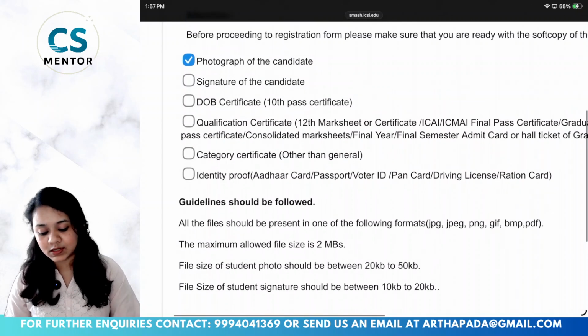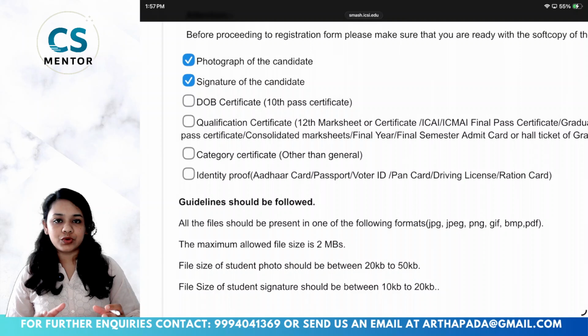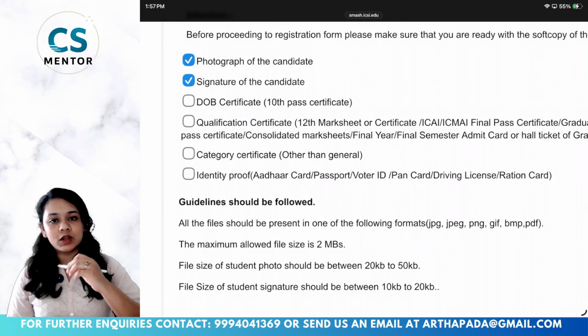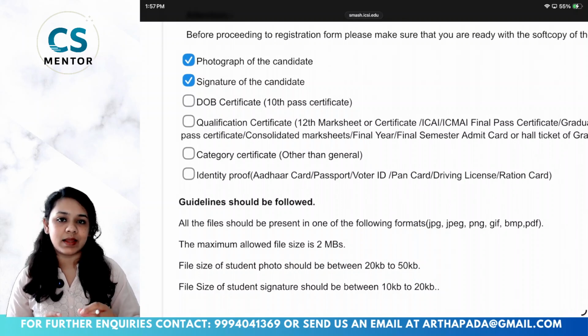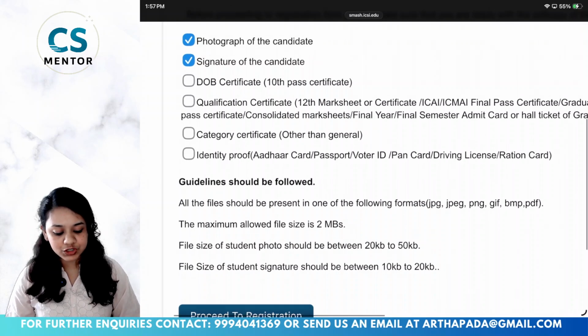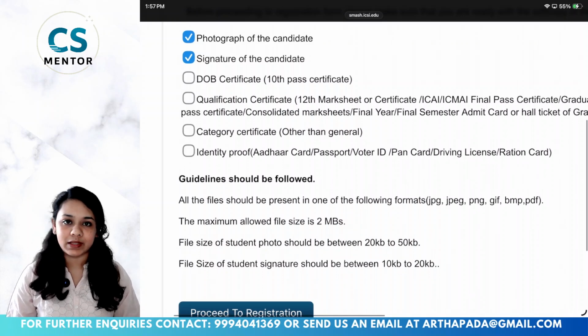And then even the signature of the candidate. Now, ideally, what you can do is you can take out a piece of paper, put your signature on that, and use a scanning app so as to scan it and keep it ready. Even your signature should be anywhere between 10 KB to 20 KB.